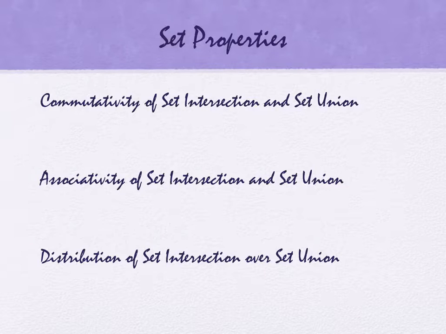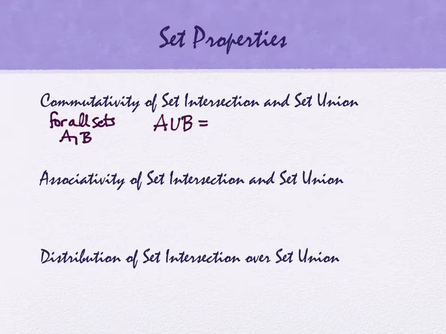Okay. All right, some properties of sets. Commutativity, associativity, and distribution. So let me show you what these look like. Commutativity is the idea that the order of something doesn't matter. That's what commutative means. So for all sets A and B, this is going to be true. A union B is equal to B union A, and A intersection B is equal to B intersection A.